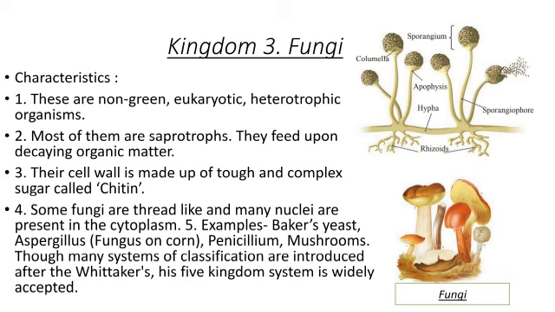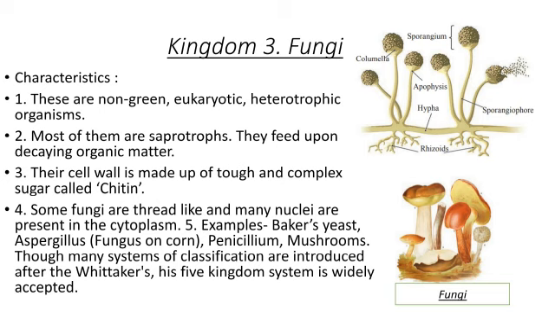Non-green, they don't have chlorophyll. Eukaryotic, they have a distinct nucleus. Heterotrophic means they grow on others' body. Second, most of them are saprotrophs. They feed upon decaying organic matter. Saprotrophs means they grow on decaying organic matter. Third, their cell wall is made up of a tough and complex sugar called chitin.